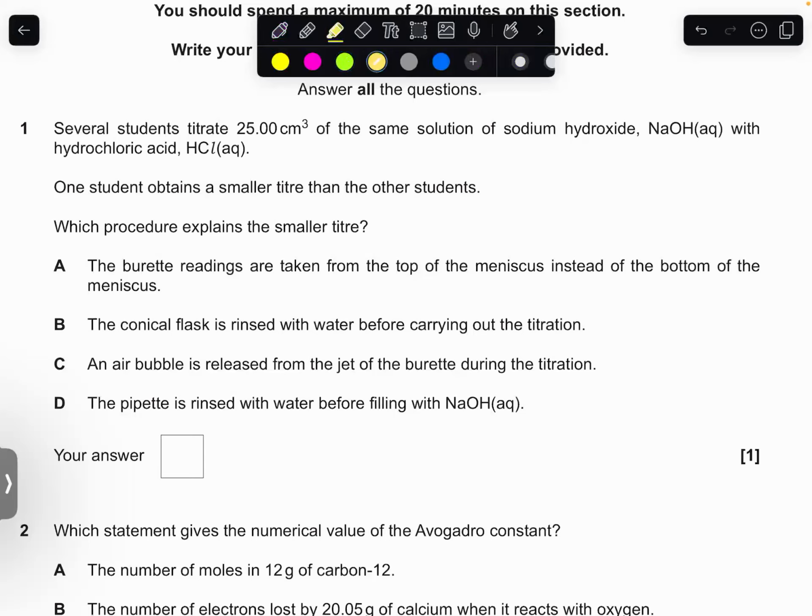Phosphoric acid is a tri-basic acid. That means all 3 H pluses are lost. H3PO4. What is the mass of calcium hydroxide that completely neutralizes this volume and this concentration of phosphoric acid?